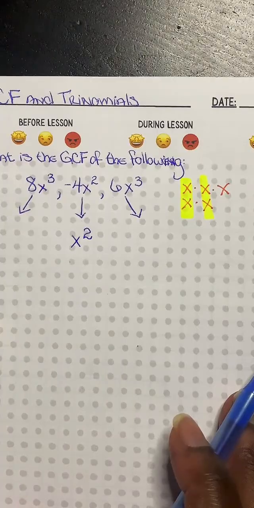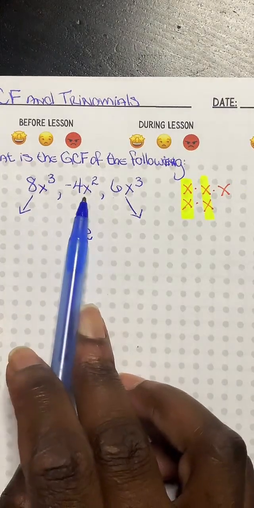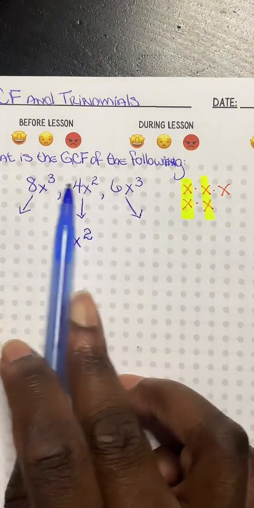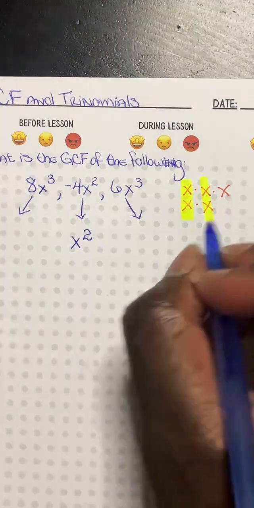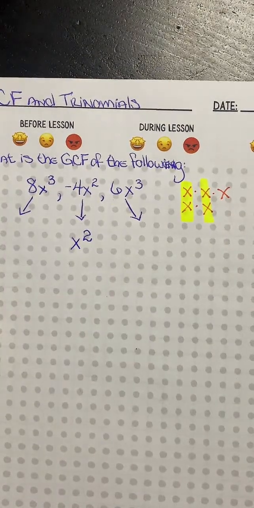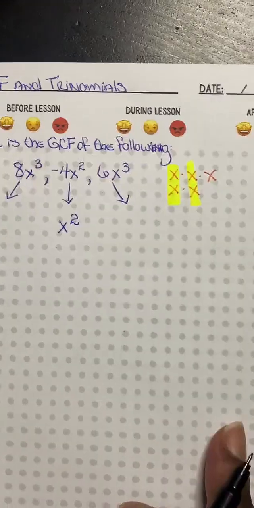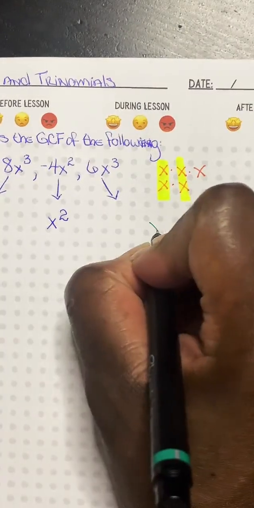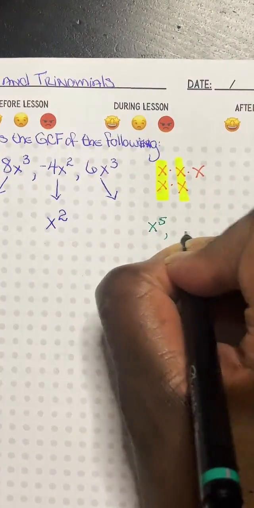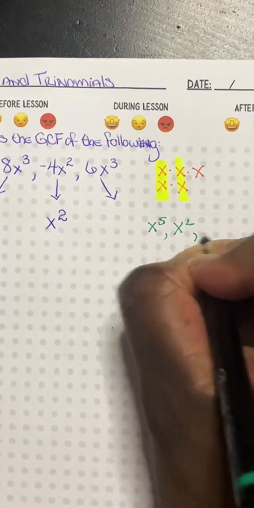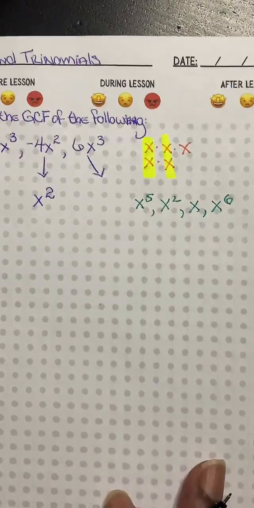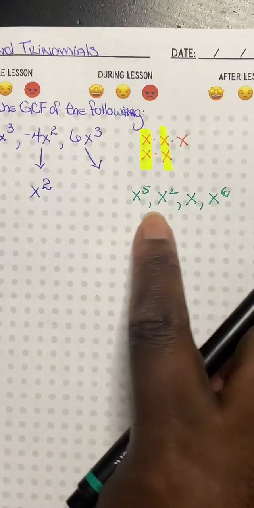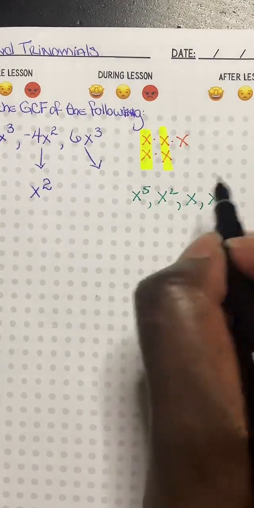Here's the secret. Ready? If all of them have x's with an exponent, always pick the lowest exponent. It works every time. So even if I said x to the 5th, x squared, x, and x to the 6th, what is my lowest exponent?